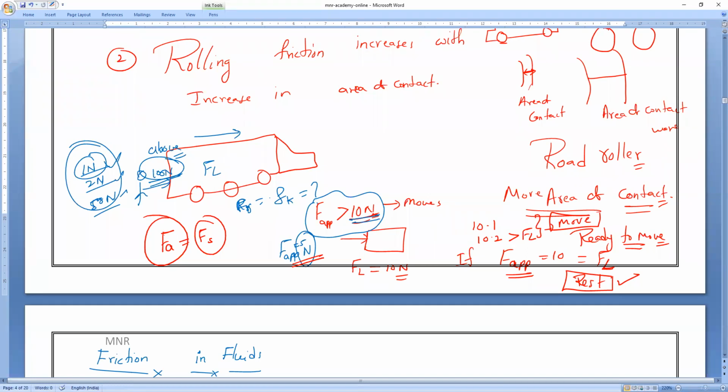Understand? If I ask Mr. Kishore to apply a force of only 1 Newton, then what is the static friction? Anybody can tell? Applied force is 1 Newton. What is the static friction? Static friction is also 1 Newton.